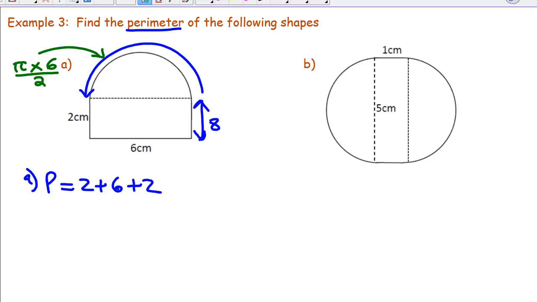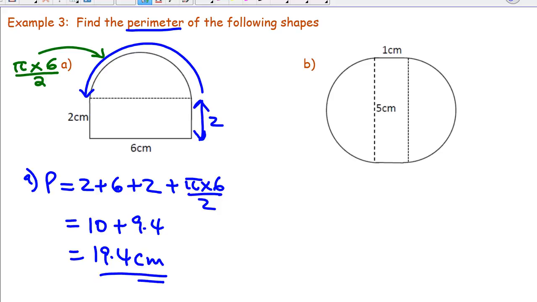so perimeter will be 2 plus 6 plus, oops, that's not 8, that's 2. So 2 plus 6 plus 2 plus pi multiplied by 6 over 2, which will be equal to 10 plus 9.4, and that should give you 19.4 centimeters.